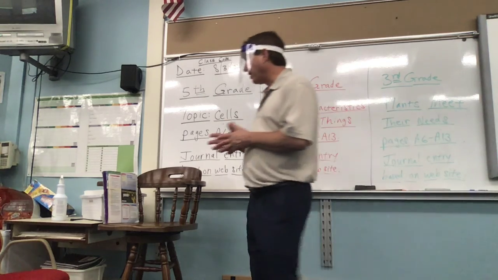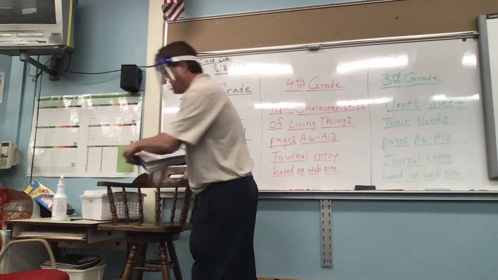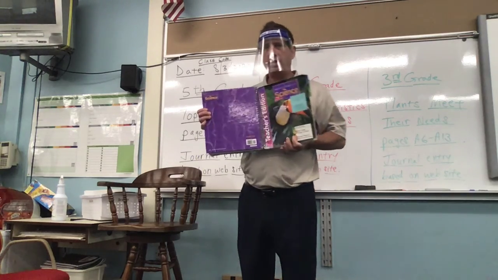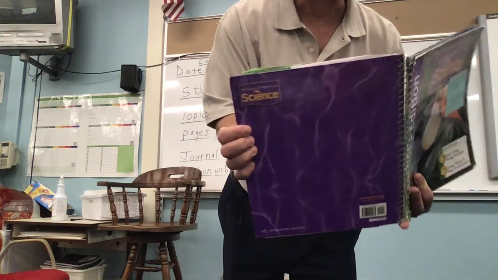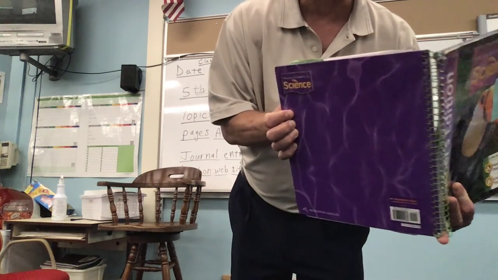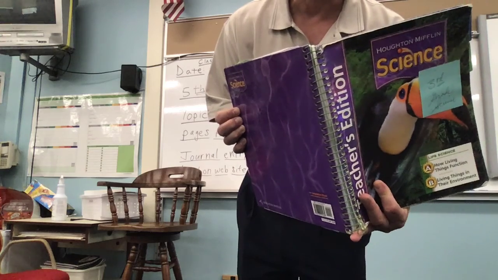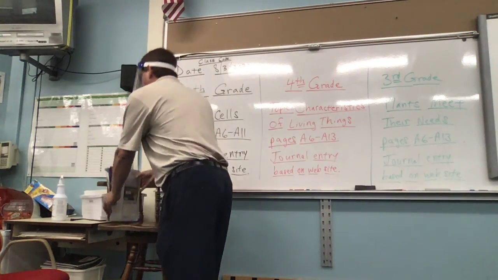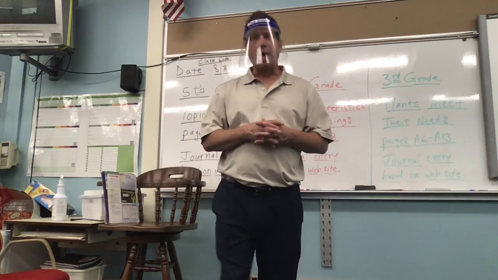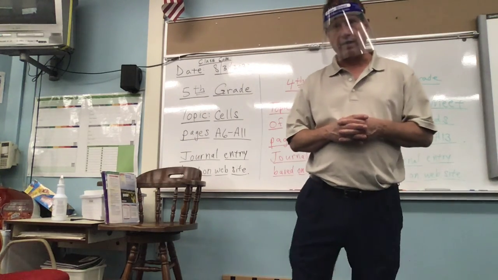And the front of the textbook, here's my teacher's edition that looks a little bit different. But the front of the textbook has, see if I can turn it the right way, a toucan bird on it. So that's the third grade science book. We'll be using the science book this year along with websites that you have to visit daily.